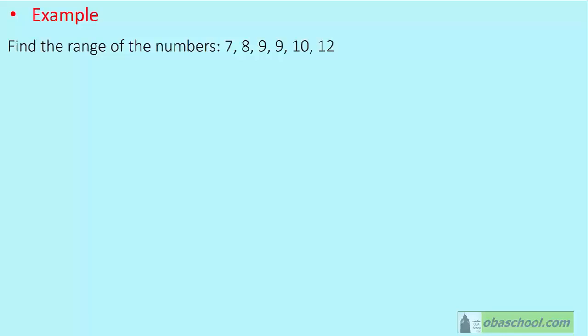Hello and welcome back to Unit 2 Handling Data 2. In the previous tutorials we were talking about the mean, the mode, and the median, and in this tutorial we will talk about the range.